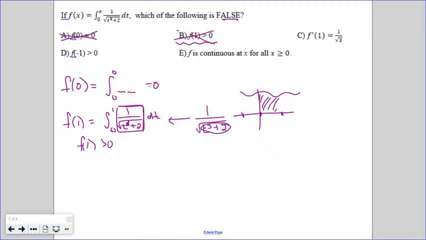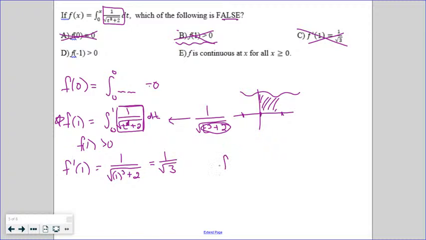Next is f prime of 1, and f prime of 1 I can do because, again, we can take the derivative and get that function underneath. So f prime of 1 is evaluating what's inside at 1. 1 cubed is 1 plus 2 is 3, and that would be true. F prime of 1 is 1 over the square root of 3. D is going to kind of come back to this idea right here. D would be f of -1.